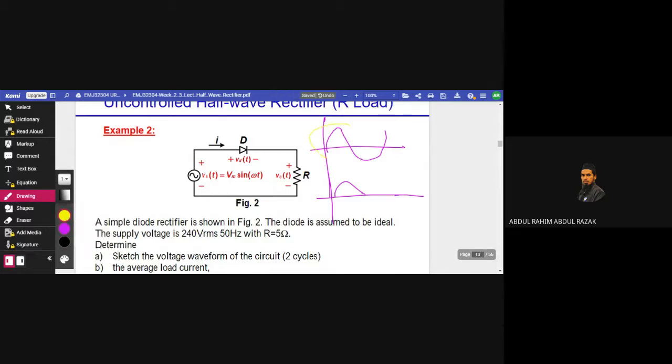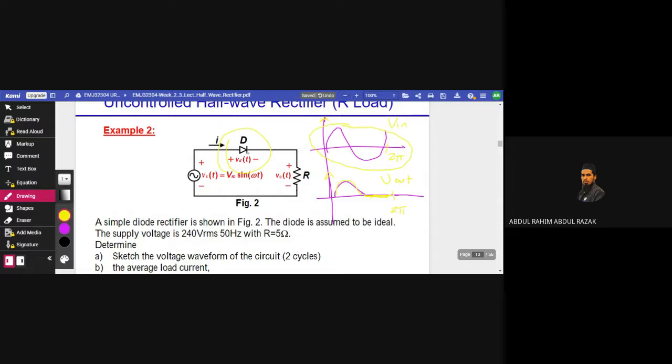Instead of full wave, positive and negative input, we shall have only Vout of half of the wave, positive only. Negative will be rectified. So this is one complete cycle of 2 pi. Okay, half wave rectifier using diode.